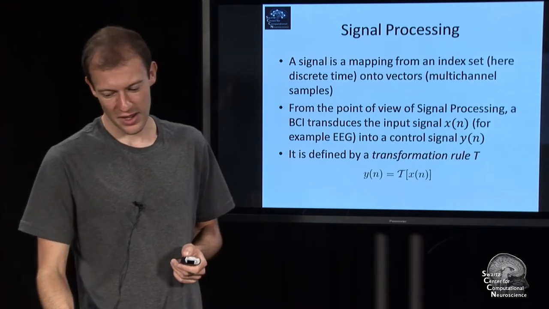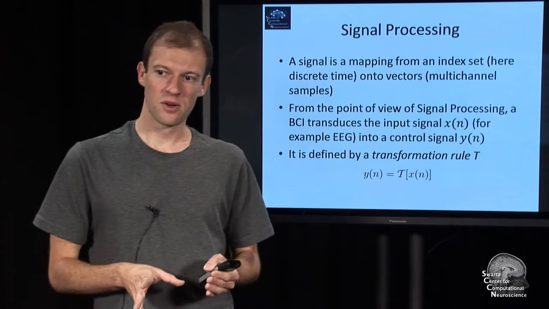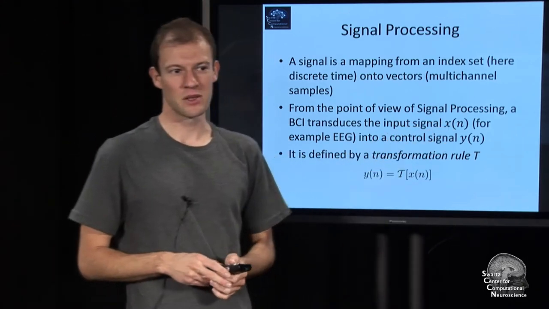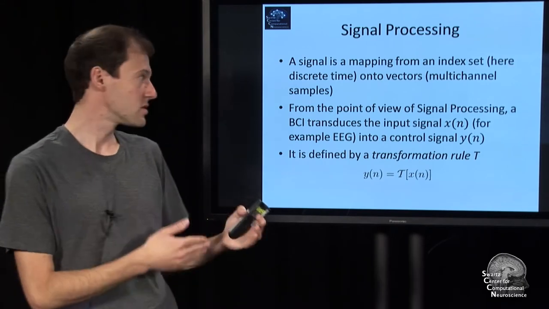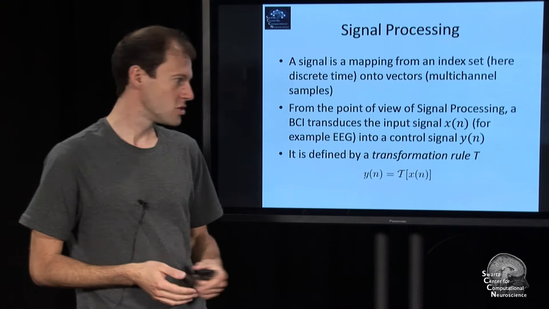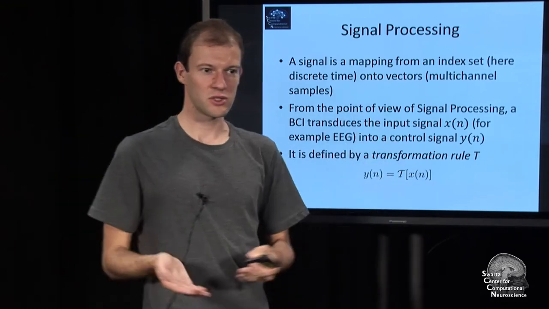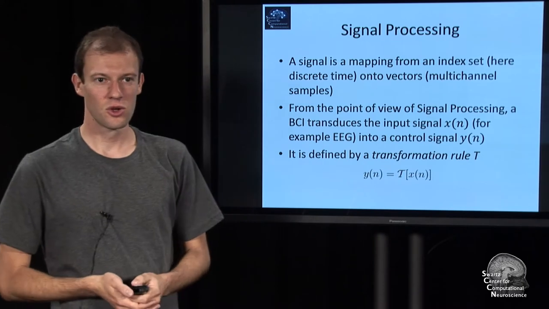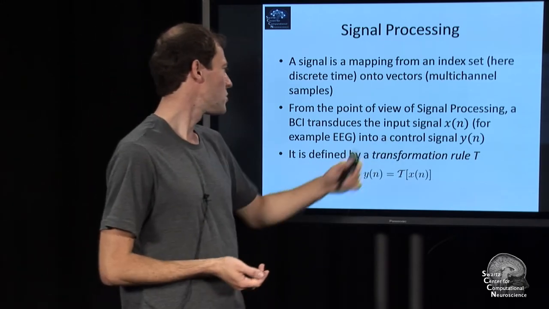You can view a signal like this x of n as a mapping from an index set, such as integers or discrete time, onto vectors, that's the samples. Vectors in the case of a multi-channel signal, basically. So that's what it is, and that's how we write it.